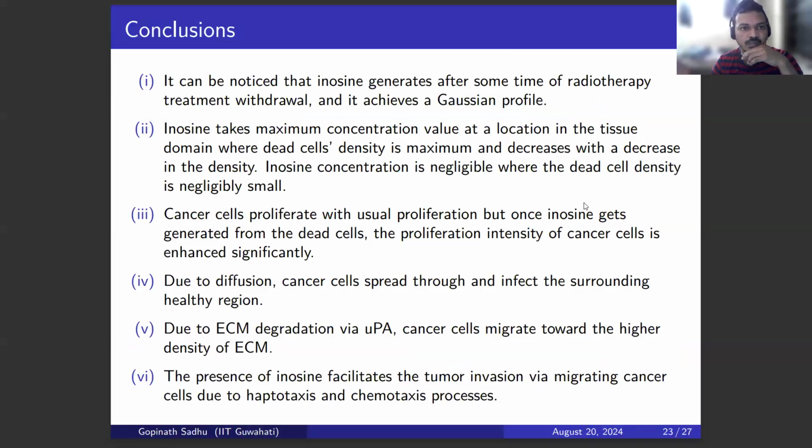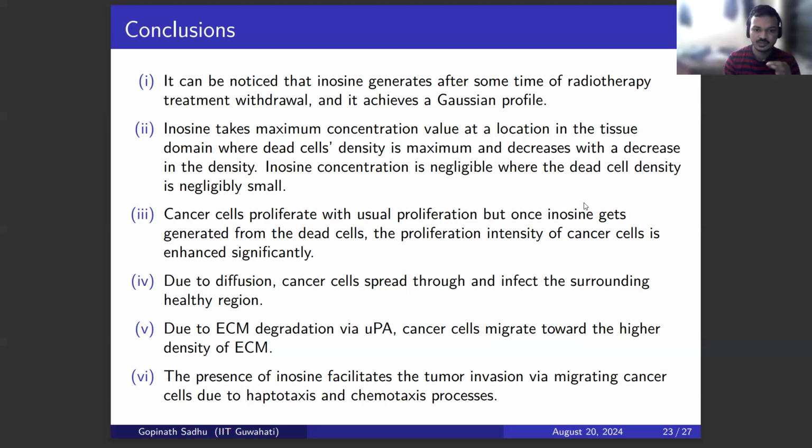So from this study, we can draw these outcomes. It can be noticed that inosine is generated after radiation treatment withdrawal, and it is achieved as a Gaussian profile. And inosine takes maximum concentration at the location in the tissue domain where dead cell density is maximum, and decreases with decreasing density. Cancer cells proliferate with the usual proliferation, but once inosine gets generated from the dead cells, the proliferation intensity of cancer cells is much enhanced.